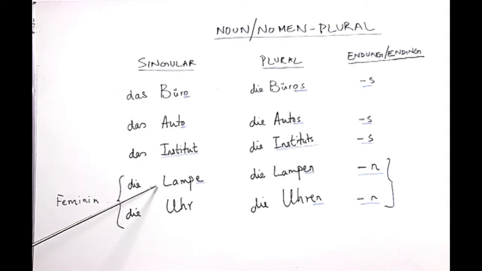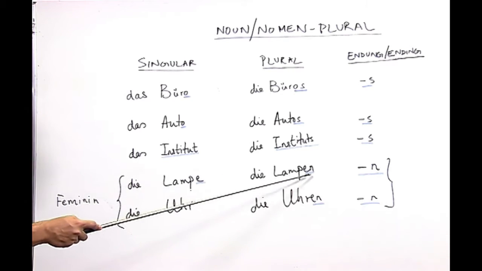Now, coming towards these two nouns, die Lampe, die Uhr. Now, Lampe means lamp and die Uhr means a watch or a clock. Now, if you look here, the word Lampe carries the ending e, because of which it belongs to the feminine gender, and as you know, die is the article for the feminine gender.